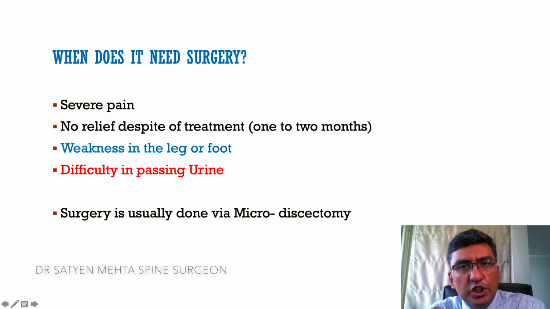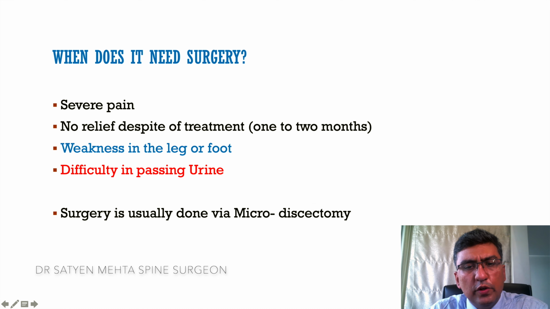And a very urgent or emergency condition is when the urine stops, when a person is not able to pass urine. This may be because the nerve compression is so bad that the nerves for passing urine, those nerves which are your S2 to S4 segments, start getting damaged, and that is an urgent condition where you need to operate quickly to save the bladder.